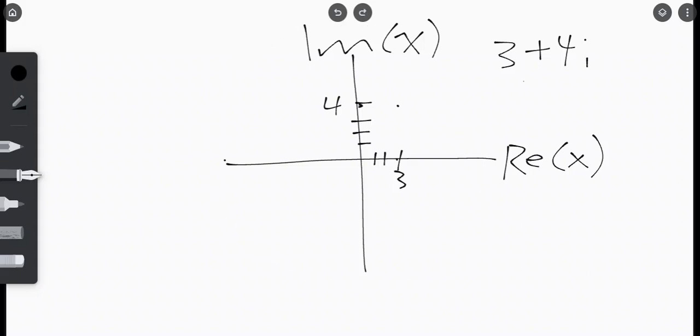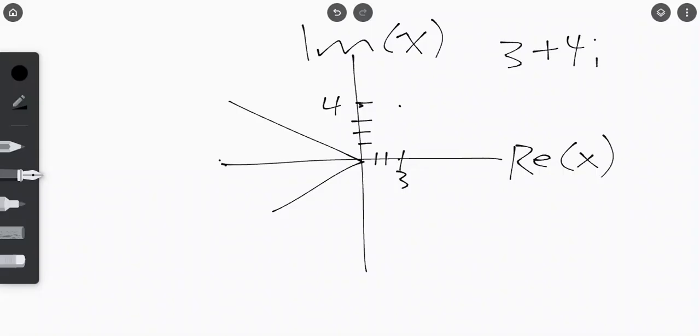And we plotted the point 3 plus 4i: 3 along the x-axis and 4 on the imaginary axis. The idea of polar form is that you can express any point in this plane as a distance away from the origin, like for example this distance, and an angle. The way angles are drawn is the same way you draw them on the unit circle: start from the positive x-axis and move counterclockwise.